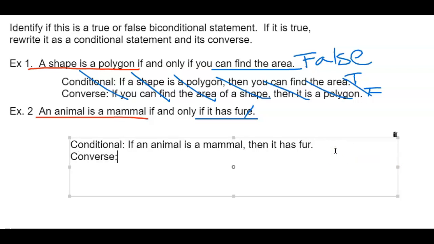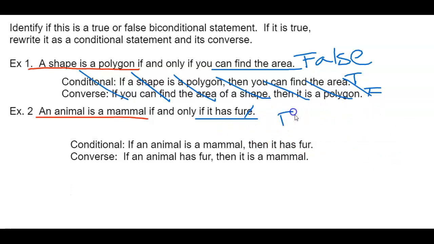The converse, we flip the two, hypothesis and conclusion. If an animal has fur, then it is a mammal. This is also a true statement. So when it's true, the answer will be yes, it's true, and you can write out these two true statements.